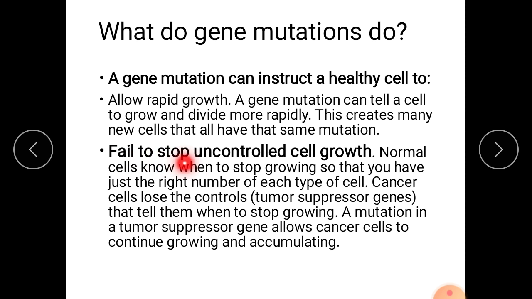So they fail to stop uncontrolled cell growth. Normal cells know when to stop growing so that you have just the right number of each type of cell. Cancer cells lose the control that tells them when to stop growing. A mutation in a tumor suppressor gene allows cancer cells to continue growing and accumulating. So cancer cells won't stop their growth. They go on dividing and growing in size.